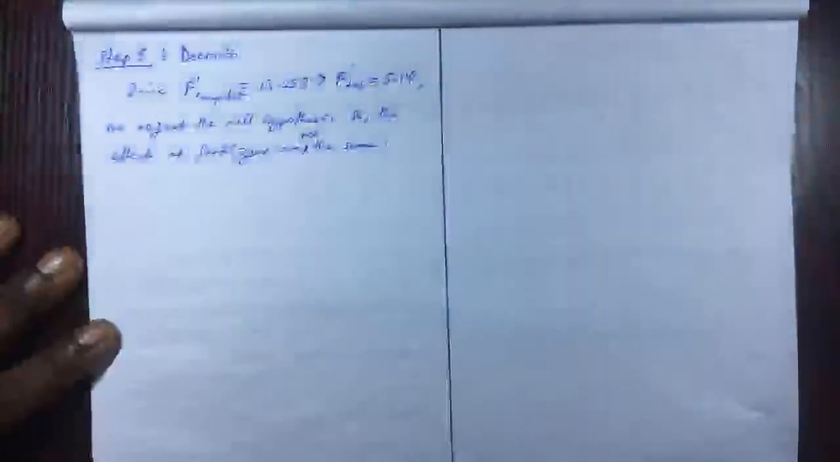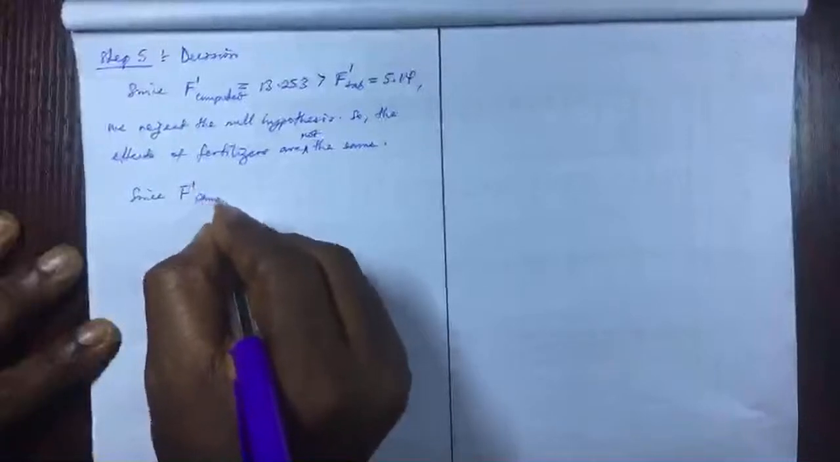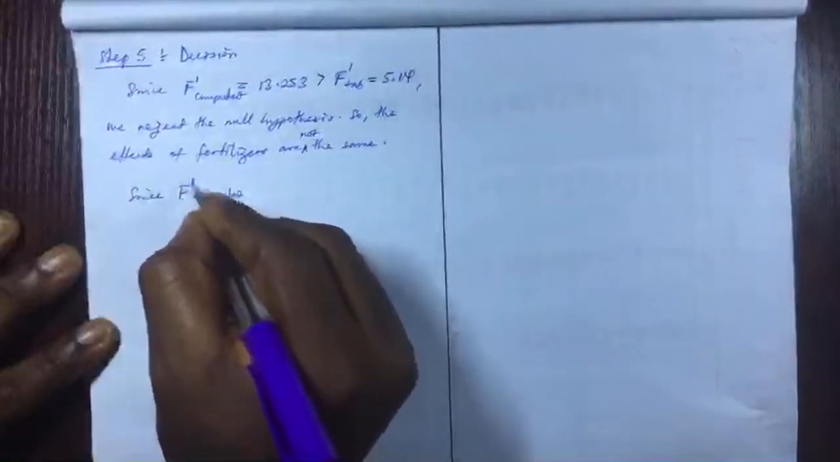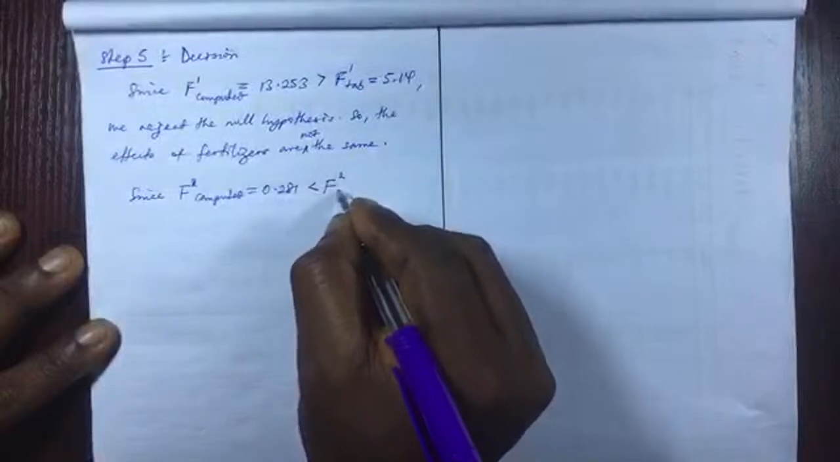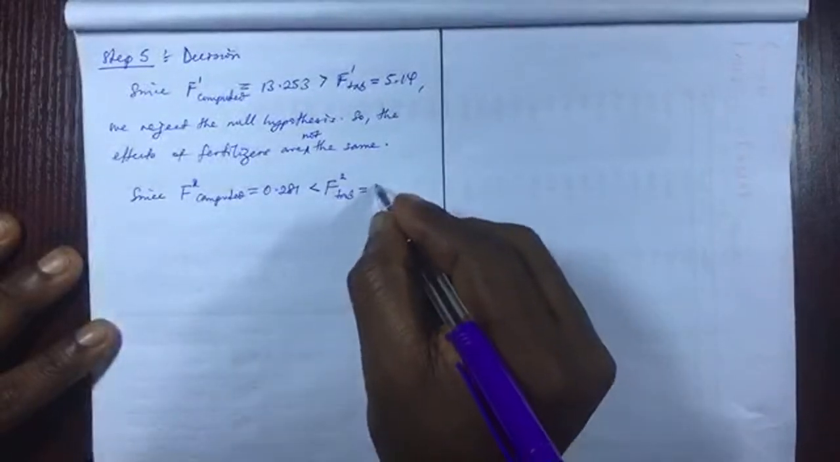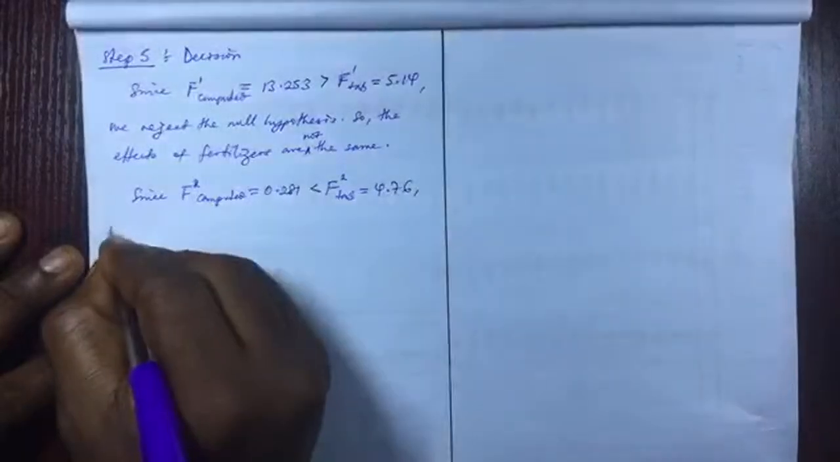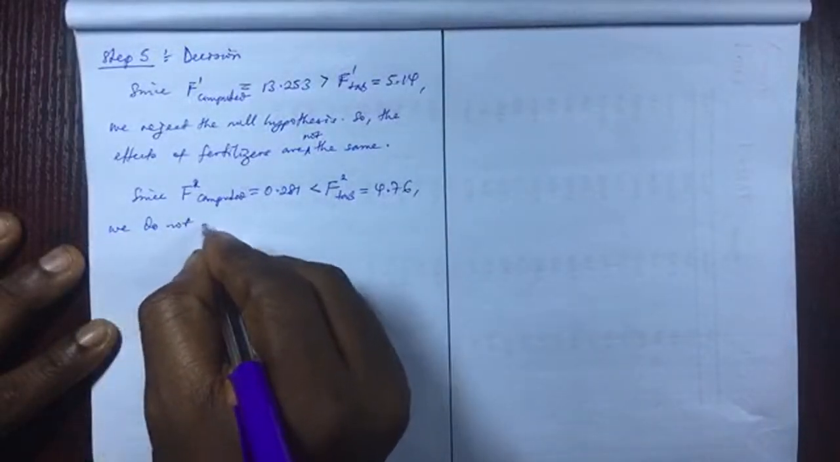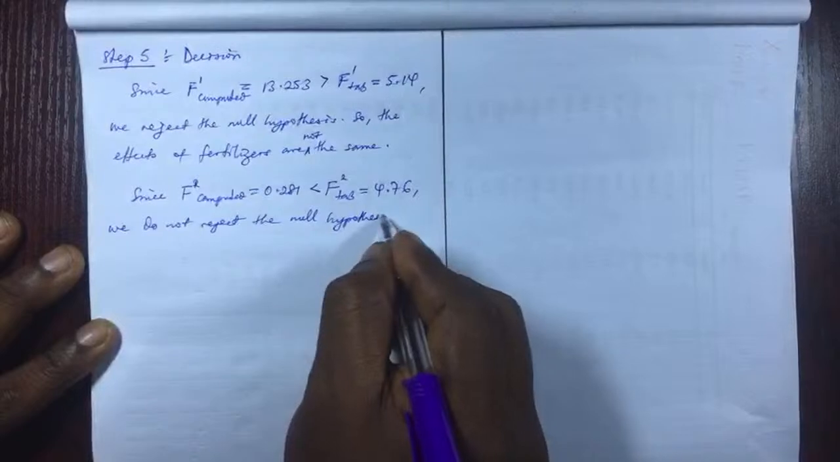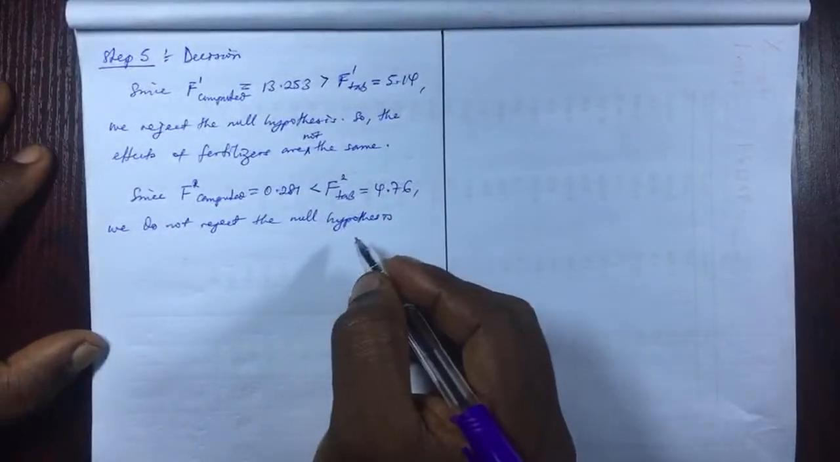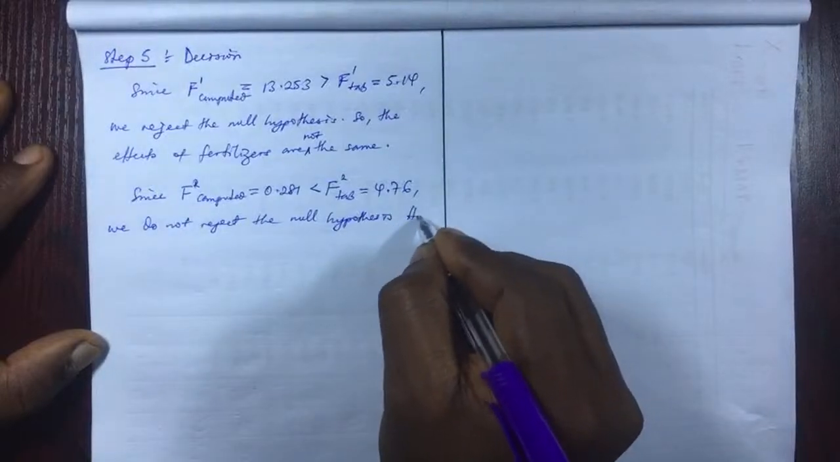Now, moving over to blocks, let's look at the F computed for block. Is it greater than the F tabulated for blocks? That's the question we ask. So since F computed, in this case F2 for blocks, which is equal to 0.281, is less than F2 tabulated for blocks, which we obtained to be 4.76, we do not reject the null hypothesis. Okay? Since the value computed is less than the value tabulated, we do not reject the null hypothesis H naught 2.